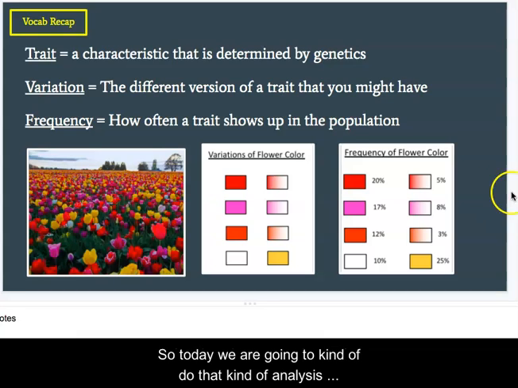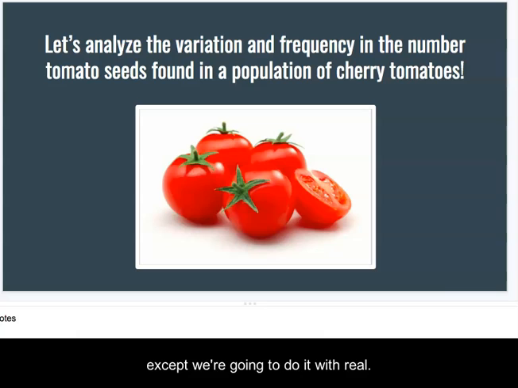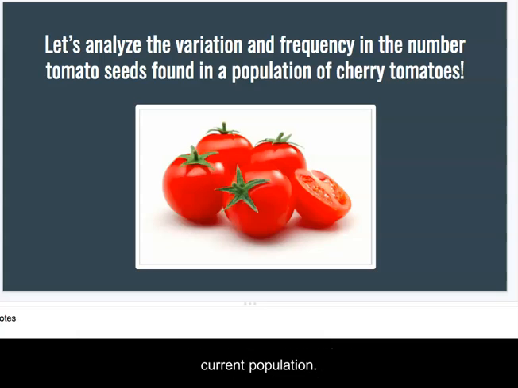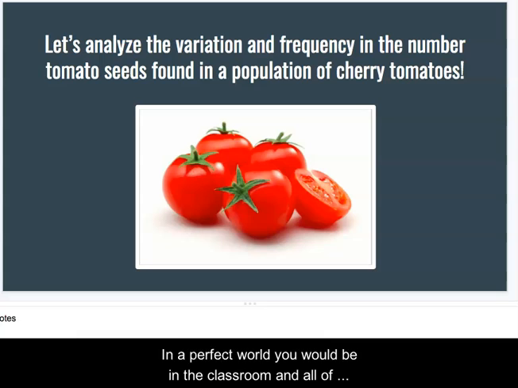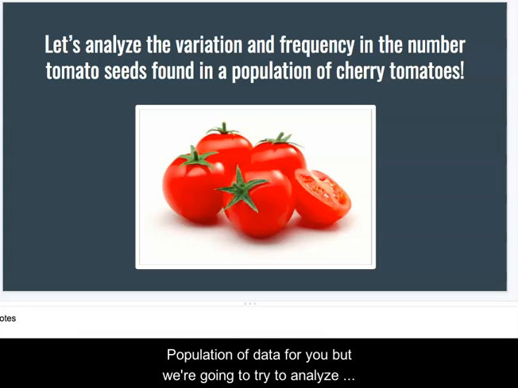So today, we are going to do that kind of analysis, except we're going to do it with real cherry tomatoes, for example, as an analysis of a current population. In a perfect world, we would be in the classroom and all of you would have cherry tomatoes and we would be slicing them open and dissecting them and pulling out all of the seeds. However, you guys are at home right now. So I've generated a population of data for you.